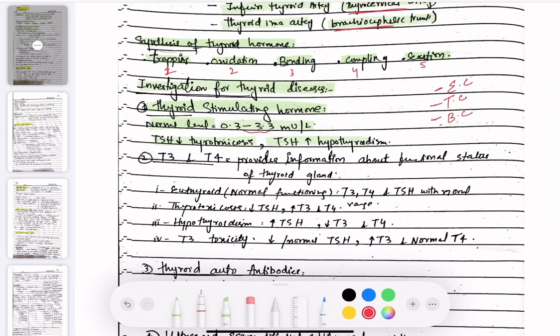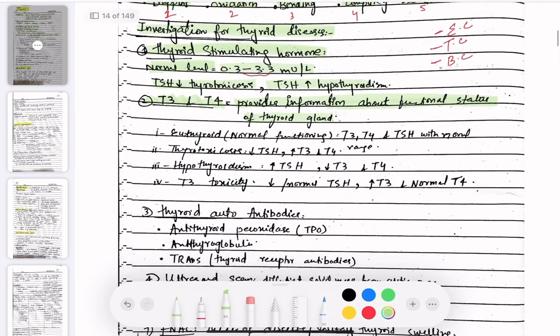Then we will do the T3 and T4 level check. It provides information about the functional status of the thyroid. T3 and T4 show us whether the thyroid is functional or not. Euthyroid is normal functioning, that is T3, T4, and TSH are normal. Thyrotoxicosis is decreased thyroid stimulating hormone and increased T3 and T4. In hypothyroidism, there is increased TSH and decreased T3 and T4. In T3 toxicosis, TSH is decreased or normal, and T3 is increased.